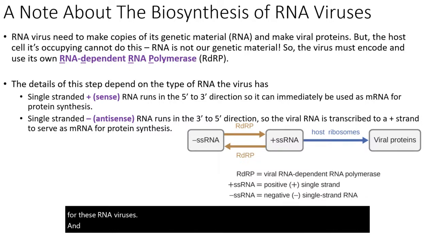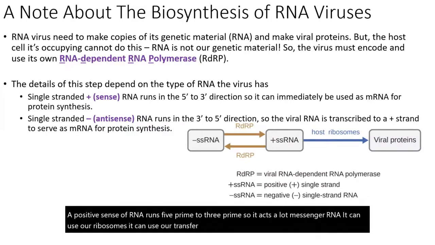And so we actually describe the RNA that a virus has as either being positive sense or anti-sense. A positive sense RNA runs 5' to 3'. So it acts a lot like messenger RNA. It can use our ribosomes, it can use our transfer RNA, it can immediately undergo translation and start making proteins, right? Because our cells know what to do with 5' to 3' RNA.